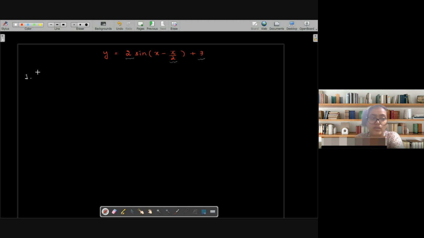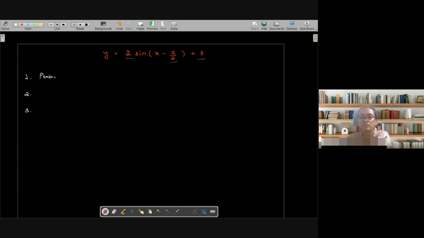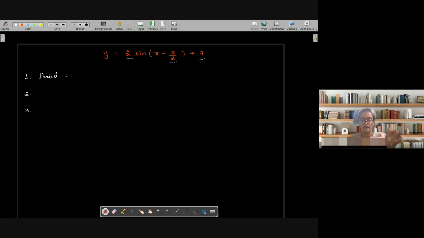So the numbers that you see, this one, this one, this one, what will be the effect of all of these numbers? Okay, so first thing, let's find out the period. The period is 2 pi over the absolute value of b. So 2 pi divided by, which one's b again? It's the coefficient of x, which is 1. So that's 2 pi divided by 1, so that's just 2 pi.